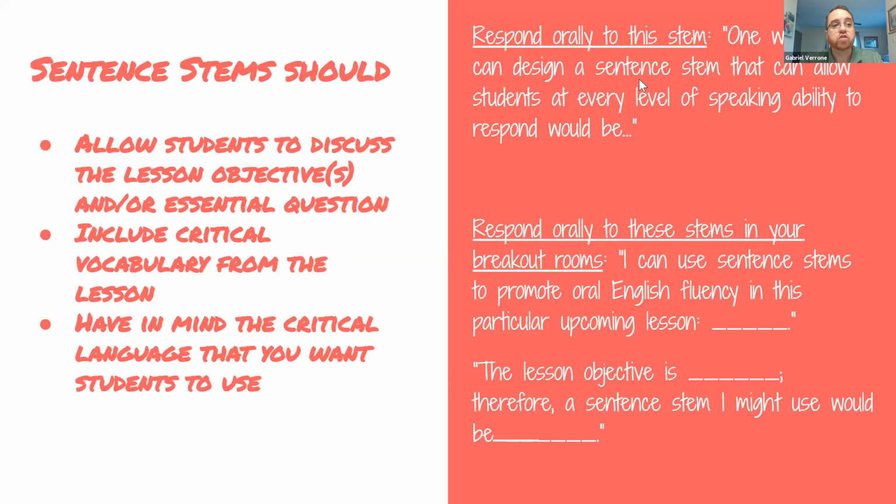There we go. So as you think about a sentence stem, here's what they should do. They should allow students to discuss the lesson objective and/or essential question. You only have so many times kids can talk during a lesson, because you have to do your direct teach, you have to do your modeling, they're going to do some partner work, and then they're going to work independently if you're doing the gradual release model, right?